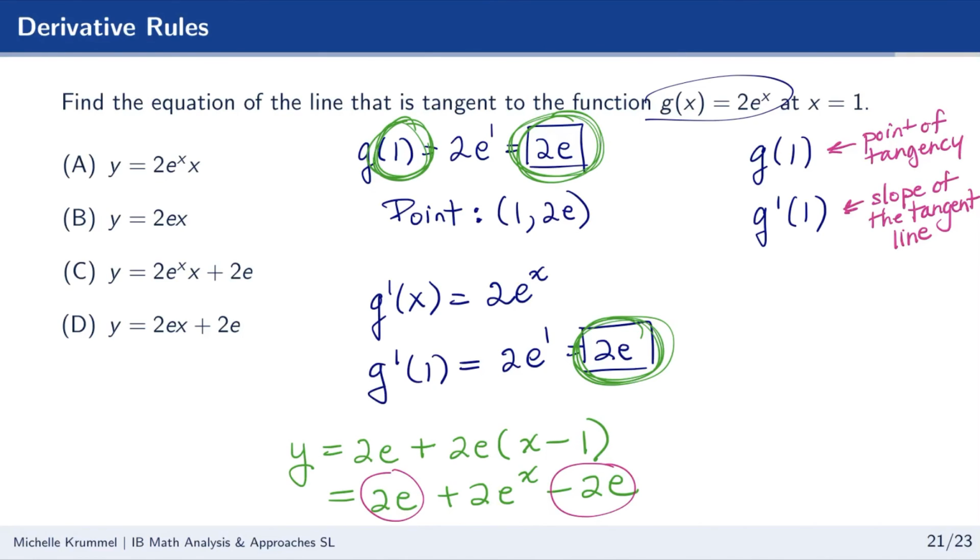Oh, that's not one of our choices. Oh, because I didn't write that correctly. Sorry, right here, where I was distributing, I wrote 2e to the power x, but it really should have been 2e multiplied by x. Like that, 2ex. So y equals 2ex is the equation of our tangent line.